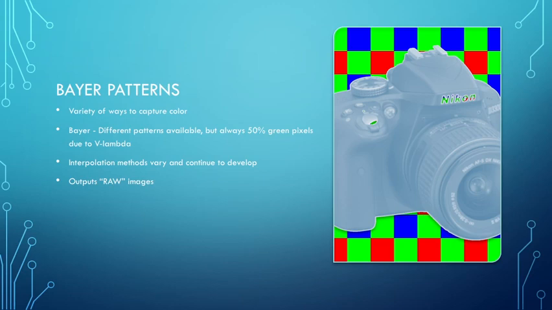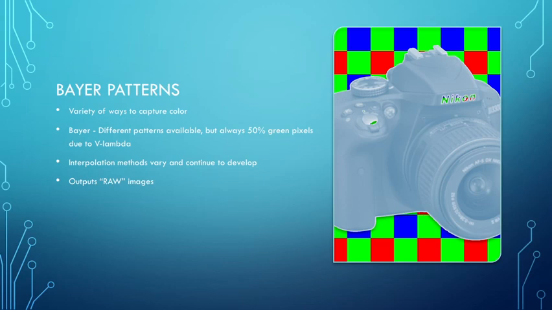However, this means that the image has to be interpolated. There's no green data at a pixel that only allows blue light through, nor is there red information. The interpolation methods vary and continue to develop and will be addressed later in this presentation.